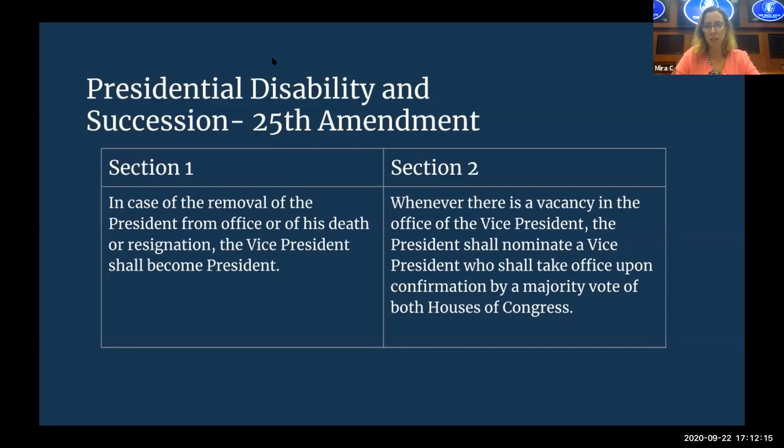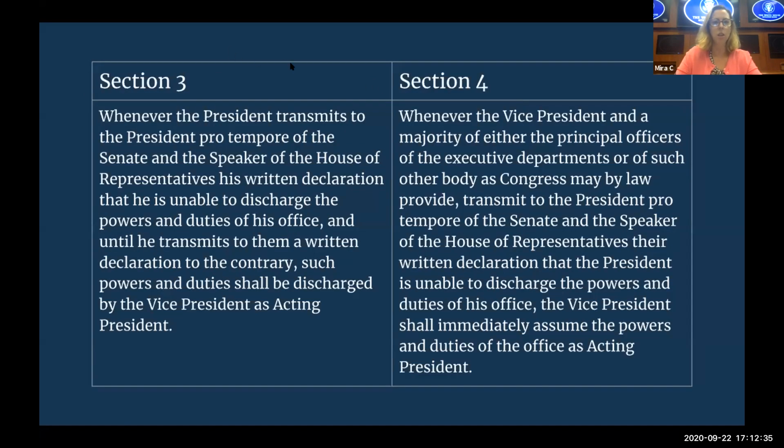Section 2, let's take a look at that. Whenever there's a vacancy in the office of the vice president, the president shall nominate a vice president, et cetera. Are we looking at Section 2 here? Is Section 2 relevant to our needs today? Let's see. Once again, our answer is no. Okay, so now let's take a look at Section 3. There are only four of these, don't worry.